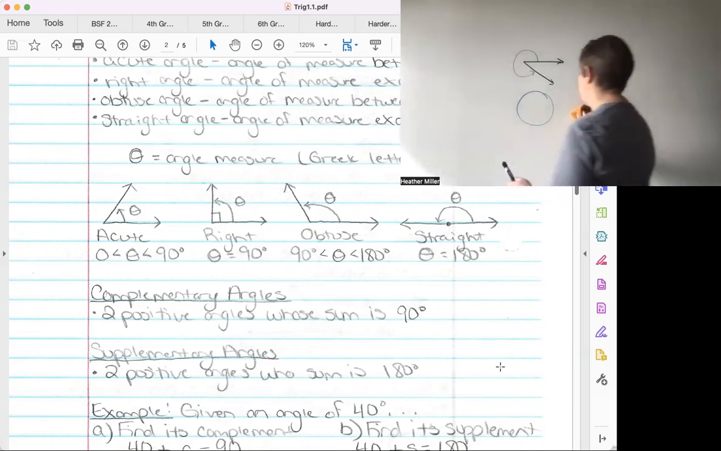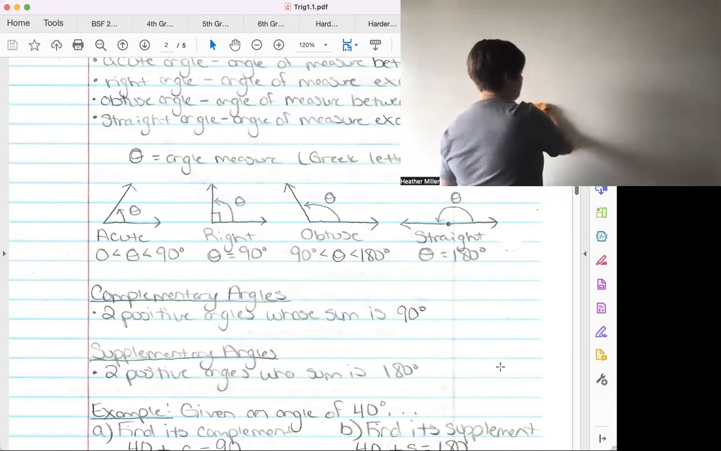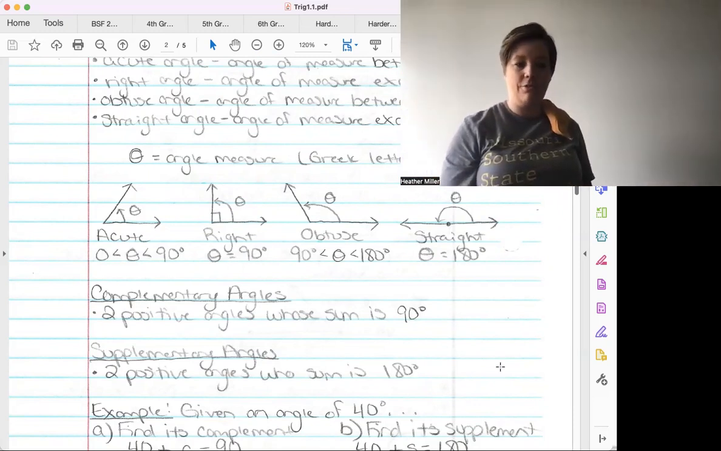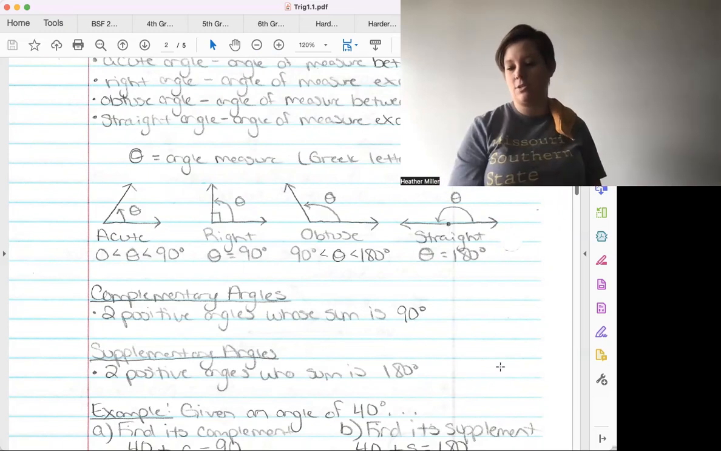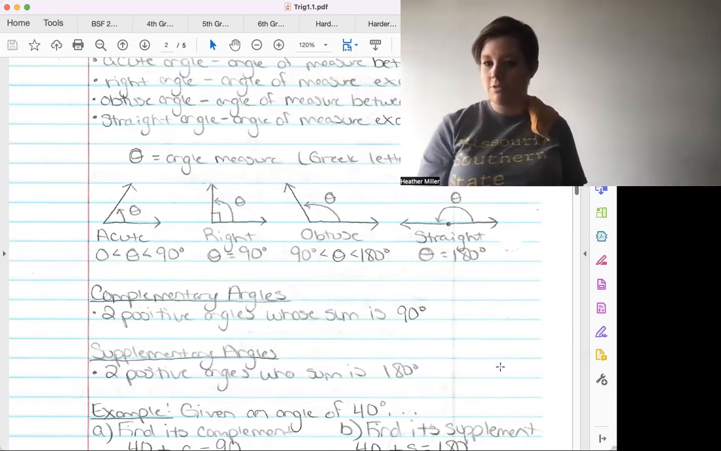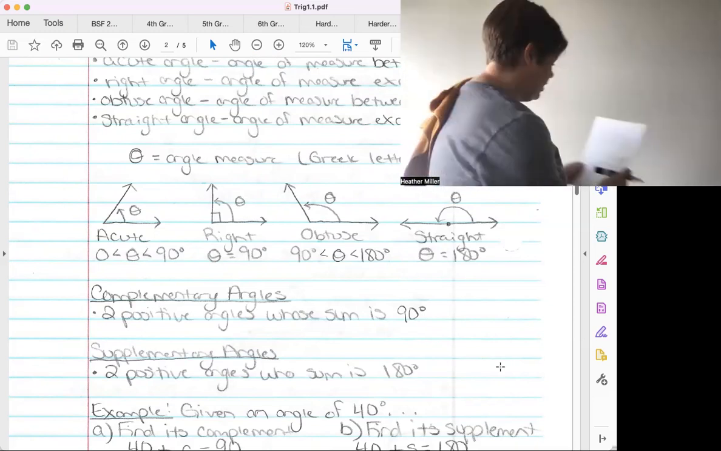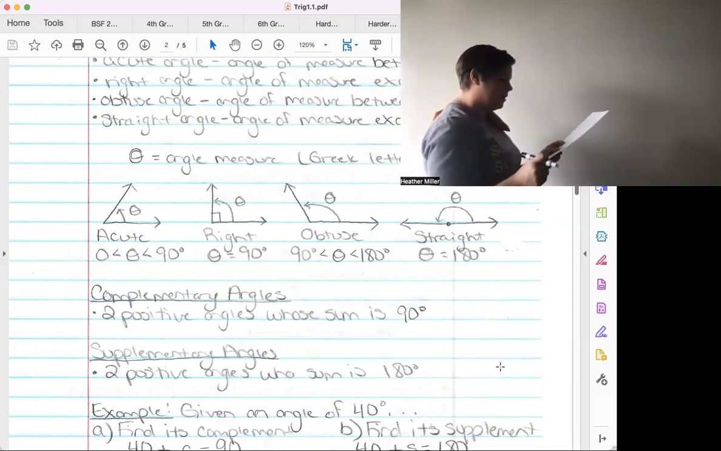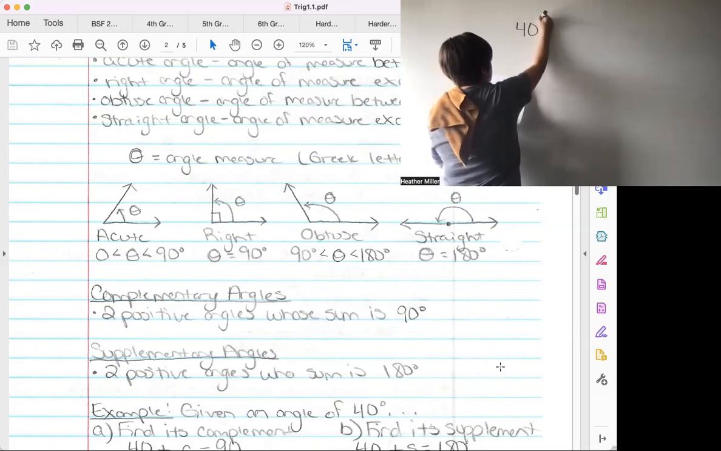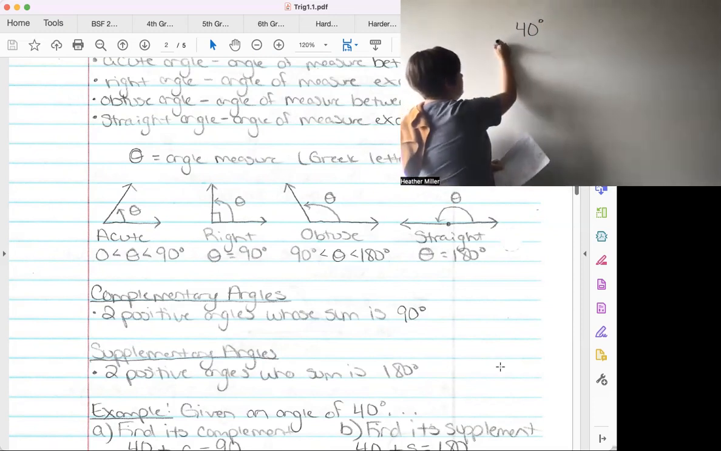Sometimes on your homework you're going to be asked to find the complement or the supplement to a given angle. And that's what you're going to see here in the first example, where we finally get to do some math and not just listen to me yammer on and on about all these different types of angles. So let's look at it. We're given the angle of 40 degrees. So 40 degrees is our starting angle. That's what they're giving us. Part A says to find the complement.